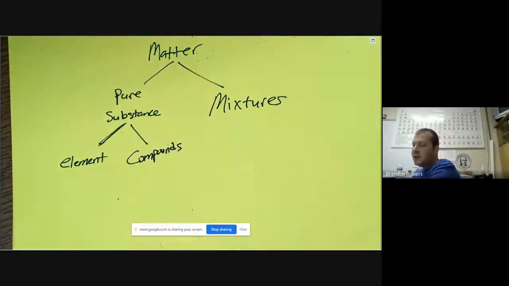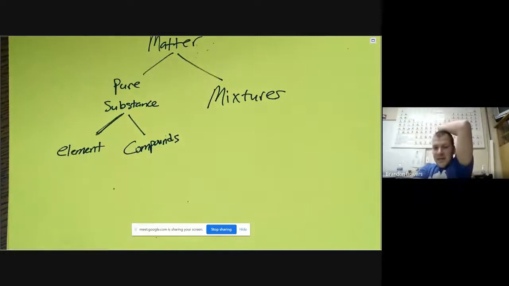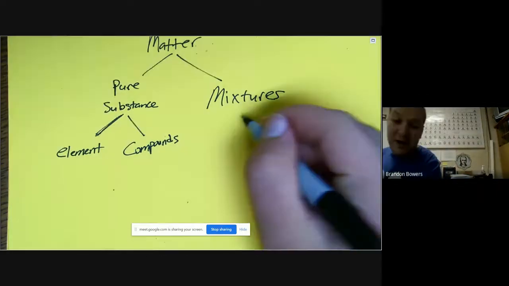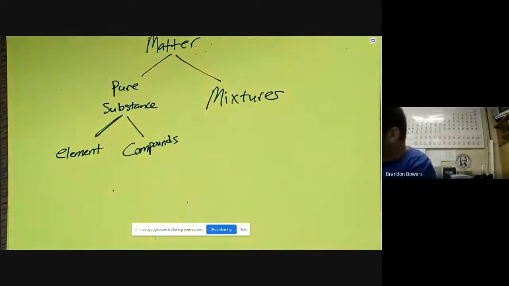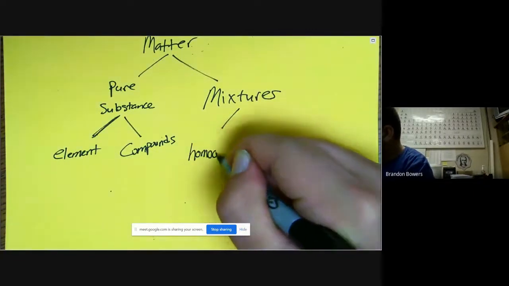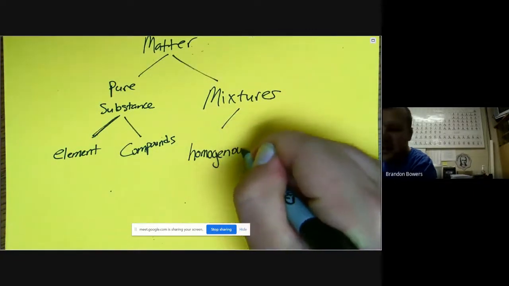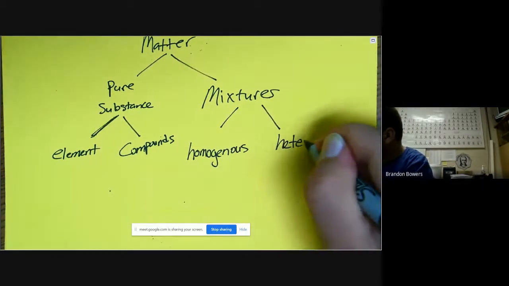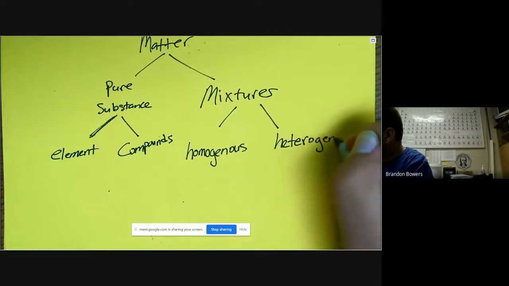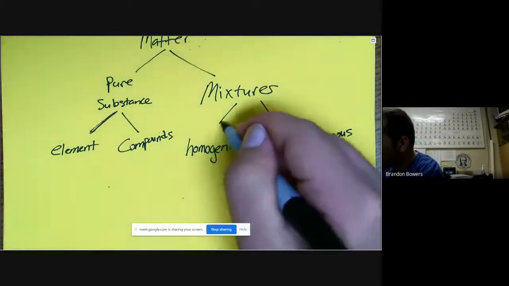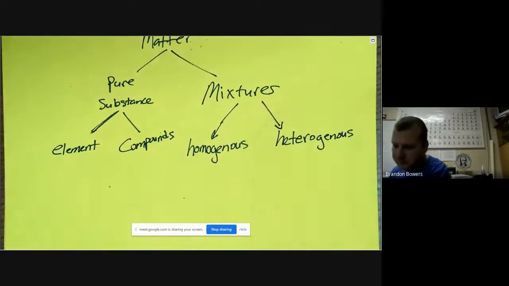So we already learned the two pure substances. What we're actually going to do next is learn the two mixtures. They're actually opposites. One is called homogeneous, and the other one is called heterogeneous. These are the two types of mixtures that we're going to talk about.